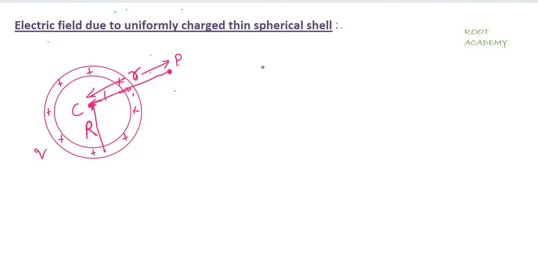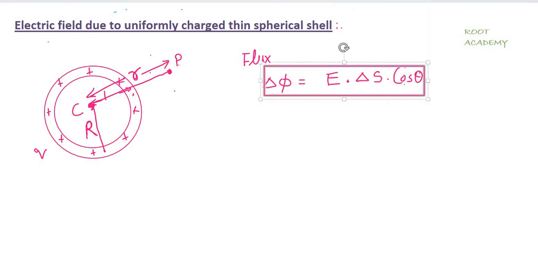So we will use the definition of flux and Gauss's law to find the electric field at this point. By definition, what is electric flux? Electric flux is the product of E, the electric field intensity, and the surface area over which we are finding the flux. This product is a dot product, which means cos theta. This is the basic definition of electric flux.